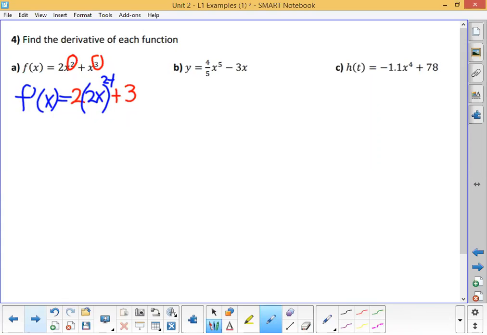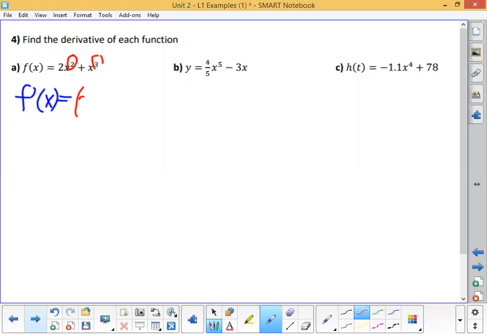Can someone tell me why? What did I put in around the 2x? Yes, I put brackets. I shouldn't put brackets because when I'm applying the power rule, the subtracting 1 from the exponent only applies to the x squared. It doesn't apply to the 2. So I did that by mistake, but it's a good thing I did that because you have to be very careful where you put your brackets. So let's try that again.